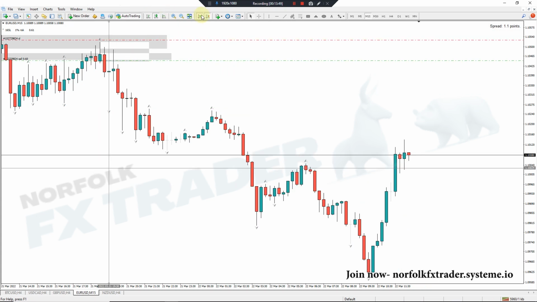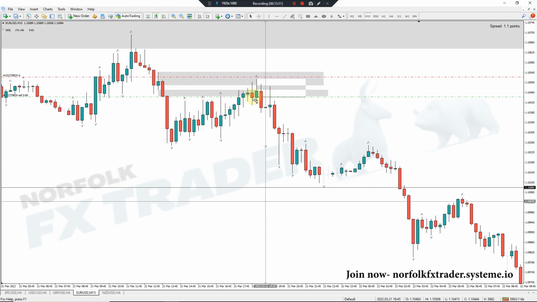Let me zoom into price. Now what happens is when we pull back into these areas, we break the low of this area here, which is an area of structure, and it's also an area of demand, leaving this area of supply. You can see I've already got it drawn on my chart. This is a pullback where I've caught that entry. The market then drops away.